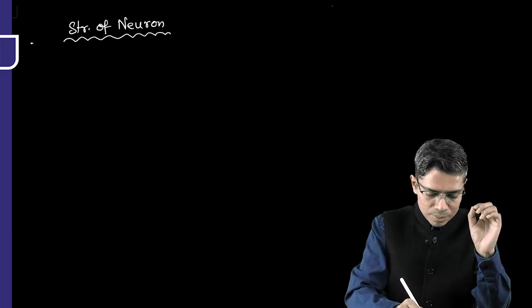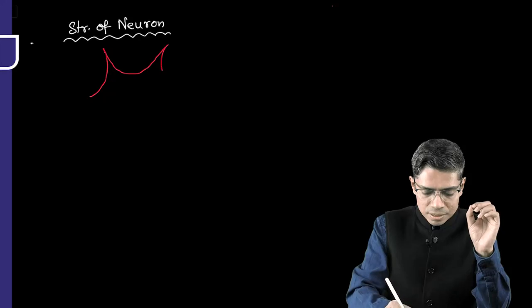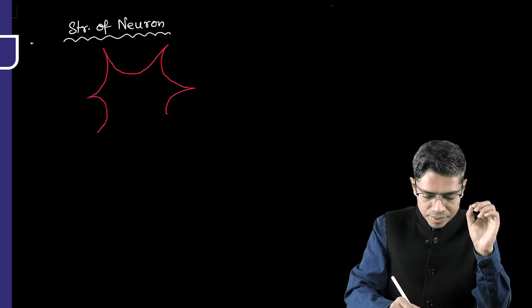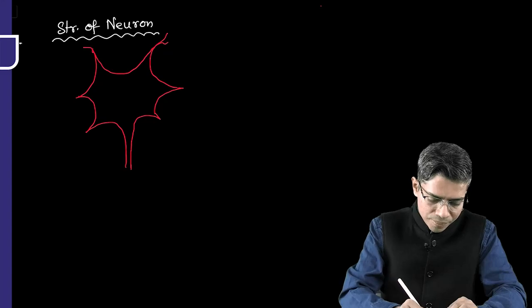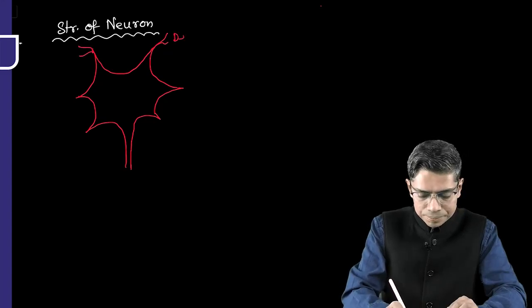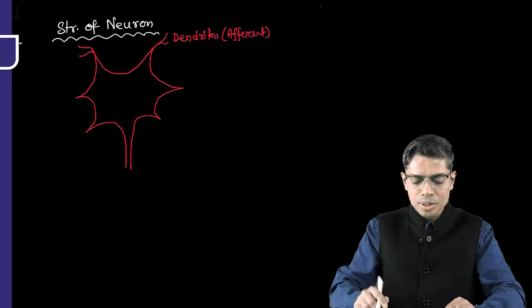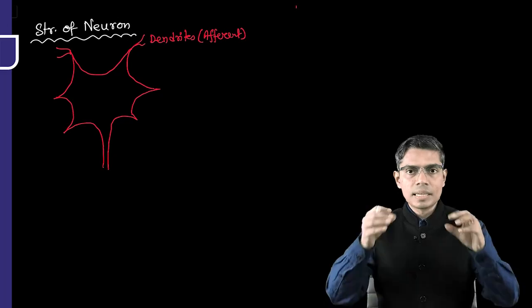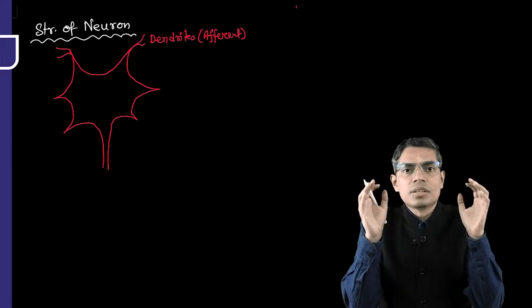Okay, so I am drawing one neuron. First, this is the cell body part of the neuron. These are the dendrites. All of you know dendrites are known as the afferent part of the neuron, because all the electrical signals, all the input, will be reaching at the level of dendrites. That's why they are known as the afferent.